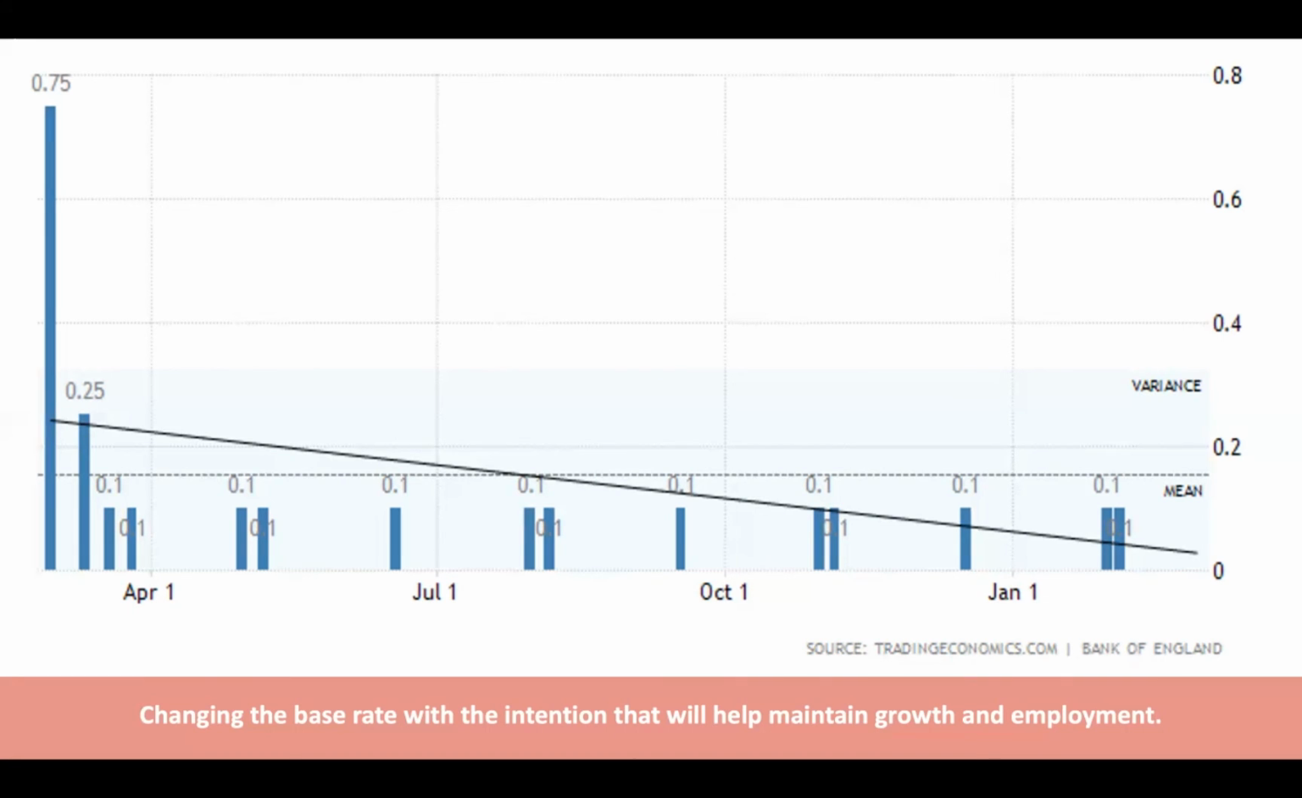As we can see from the chart, it cut the rate from 0.75% to 0.25%, a record low at the time. Just a few days later, the rate dropped to 0.1% and has lasted to today, trending the base rate with the intention that will help maintain growth and employment.